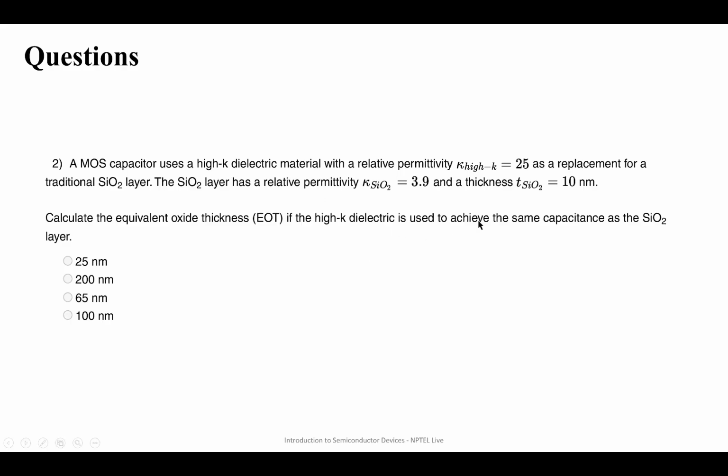So the formula you have to use is that you want the capacitance to be the same in both cases. So you want Cox to be the same in both cases. So Cox is given by epsilon ox by Tox. So you want to equate the epsilon ox by Tox for SiO2 and your high K dielectric, and then calculate your thickness for the high K dielectric.